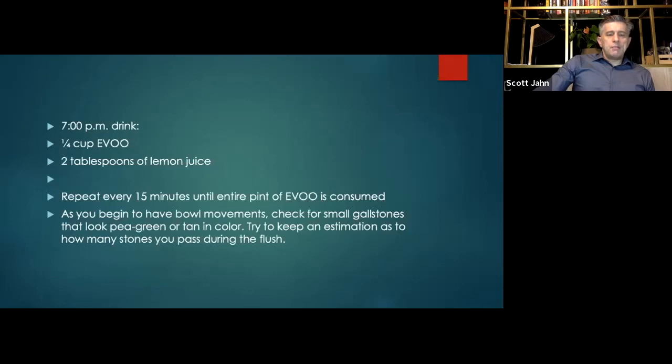Okay, as you begin to have bowel movements, you're going to check for gallstones. And that's kind of important that you check for gallstones. I know most people get kind of grossed out by this fact, but you really need to know exactly what's coming in and going out. Because if a lot of gallstones are coming out, then you're going to need to repeat this process about a month later, right? Until your gallstones are not coming out anymore.